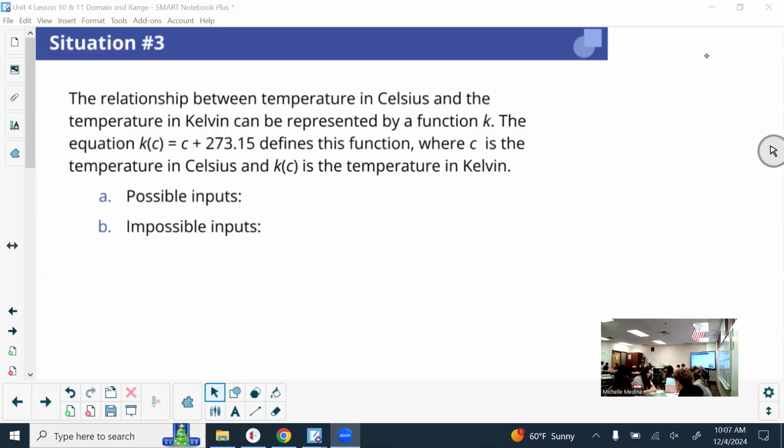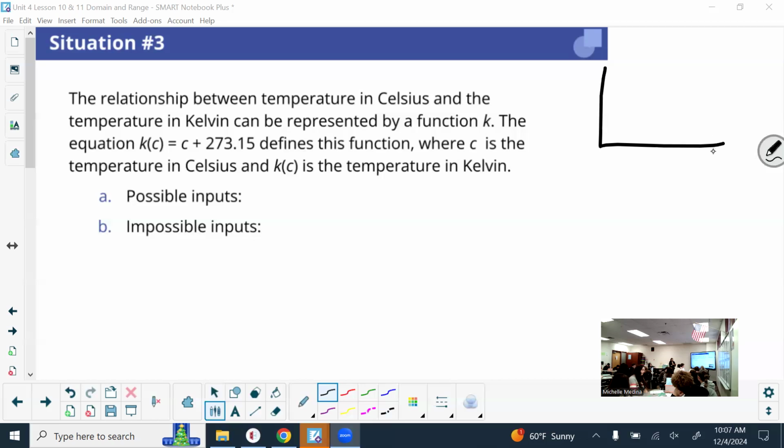So table 3, you're on deck, but let me read it. You guys were looking at the relationship between temperature in Celsius and the temperature in Kelvin, represented by function K. That's this equation written in function notation, where C is the temperature in degrees Celsius and K of C is the temperature in Kelvin. So table 3, what would be my input? If I was graphing this, what would go on the x-axis?